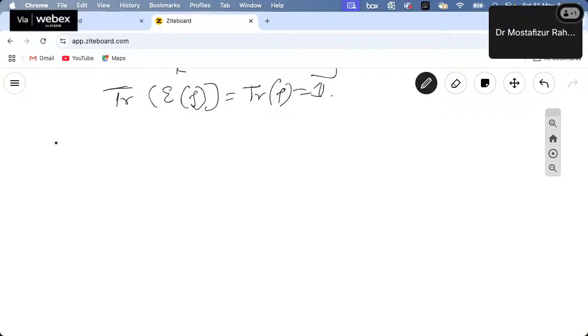Say, for example, for this bit flip channel noise, what are the Kraus operators? There are two Kraus operators. One is E0 for the bit flip channel. E0 is defined with the probability with which the transition happens on the qubit, which is the square root of 1 minus p. So what is happening here?